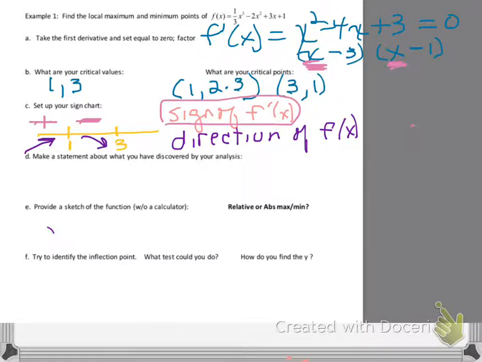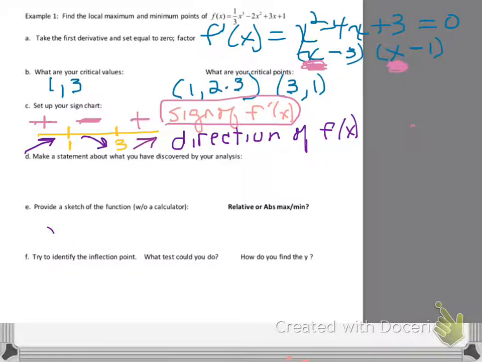Lastly, let's check 4, which is to the right of 3. So when I check 4, and I put it in my function right here and right here again, I'm going to say 4 minus 3 is positive, and 4 minus 1 is also positive. Positive times a positive gives me a positive sign, positive slope of my original function. If my slope is positive, that means the direction my function is going to be going up.